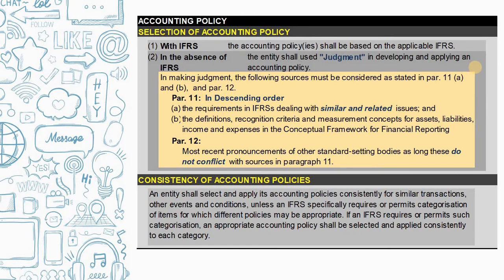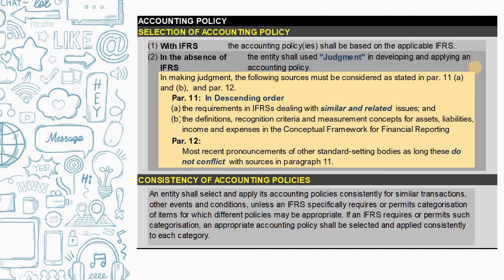Now, since the focus of this discussion is accounting policy, let us proceed to the guidelines of selecting accounting policies applicable to a particular entity. According to PAS 8, we have two sources of accounting policy. First is the standard, which are the IFRSs. So the accounting policies shall be based on the applicable IFRS. If the entity has a transaction and there is an applicable IFRS to such transaction, such IFRS shall be applied as an accounting policy.